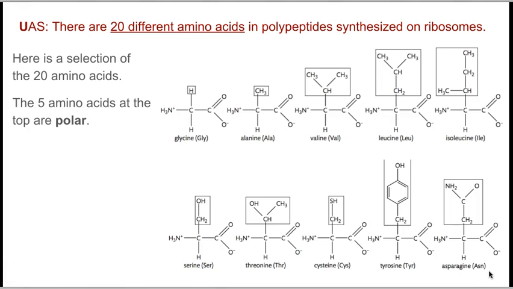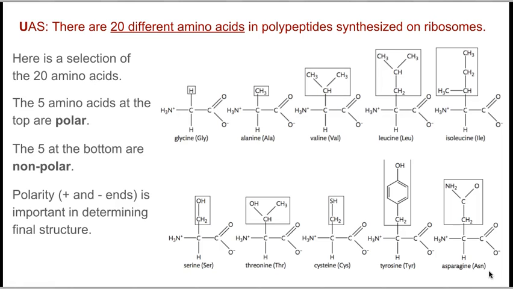Now the 5 amino acids at the top are polar amino acids, and the 5 at the bottom are non-polar. This polarity, which essentially means that the molecules have a positive end or a more negative end than another, is important in determining the protein's final structure. We'll talk much more about this later.